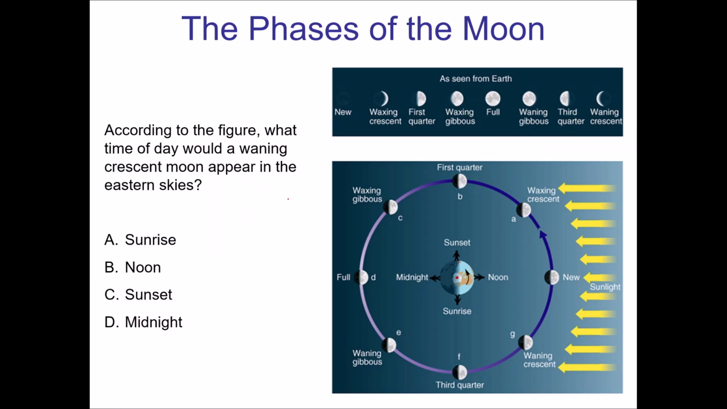Next question, last question, a little harder. What time of day would a waning crescent moon appear in the eastern sky? So the waning crescent is down to the right. So what you want to do here is you want to kind of play around with the different times. Think about drawing that horizon, thinking about which directions east and west. The answer here is sunrise.